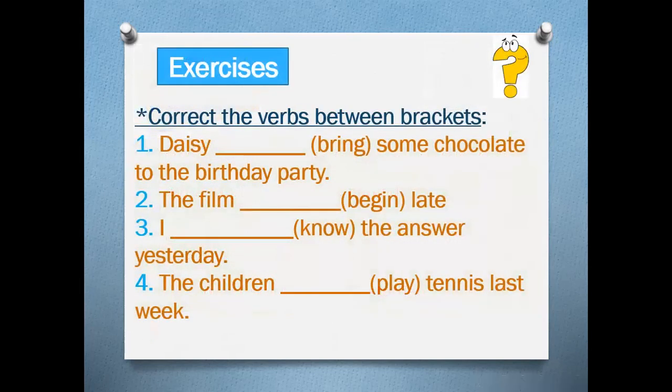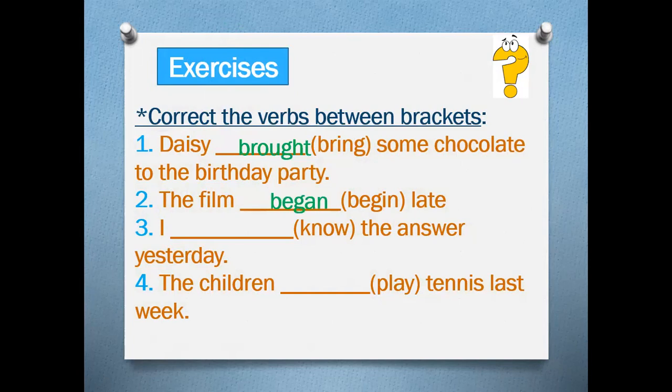Let's now do this exercise together. So we have to correct the verbs between brackets. Number 1, Daisy brings some chocolate to the birthday party. So Daisy brought, the verb to, from bring. The film began late. The film began late.